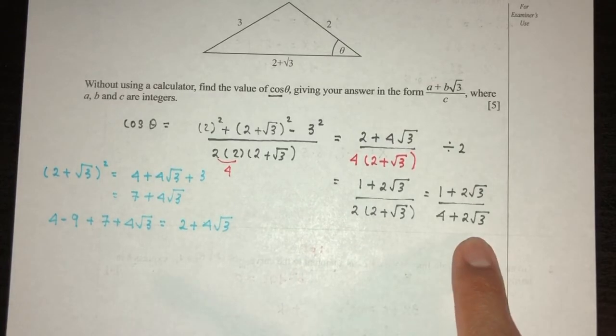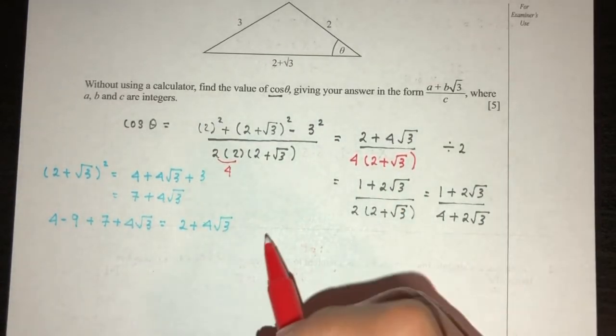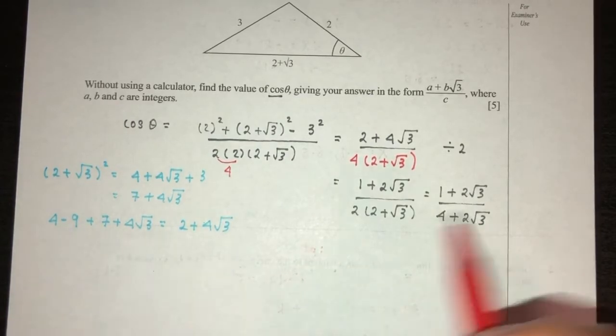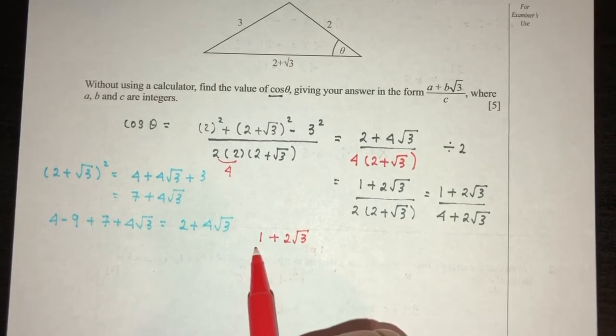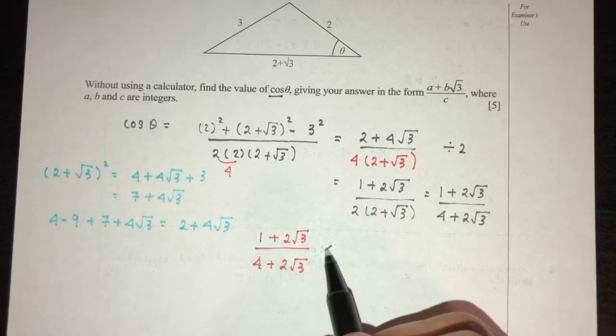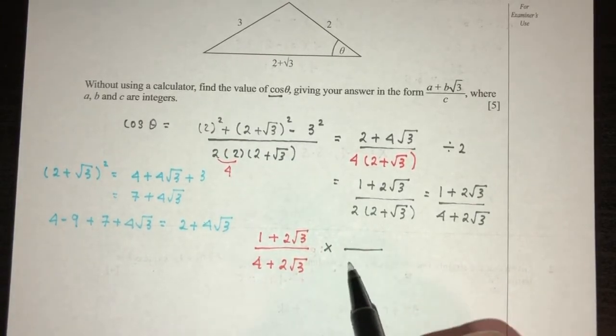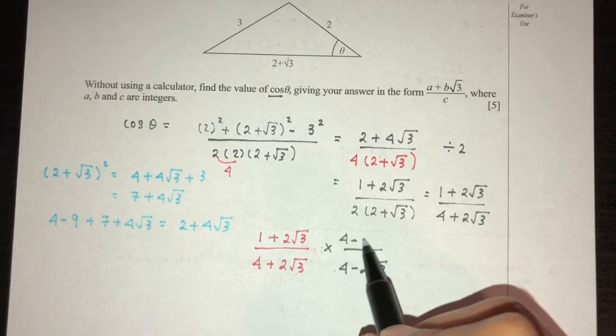Okay, so now we have this. We have to express your answer in this form, so we have to multiply. Right now I have 1 plus 2 root 3 over 4 plus 2 root 3. So if you want to simplify this, you have to multiply by the conjugate of the denominator, which is 4 minus 2 root 3, on top and bottom.